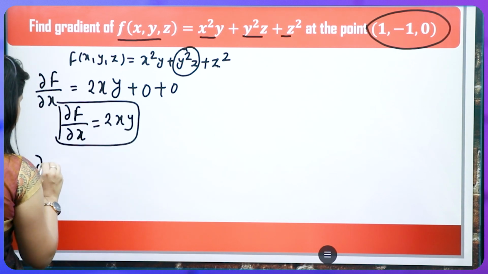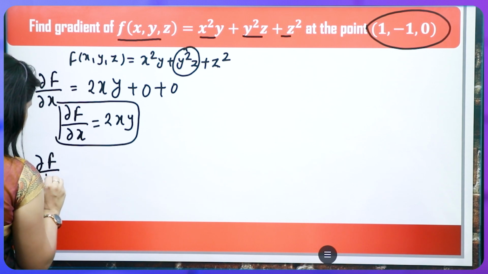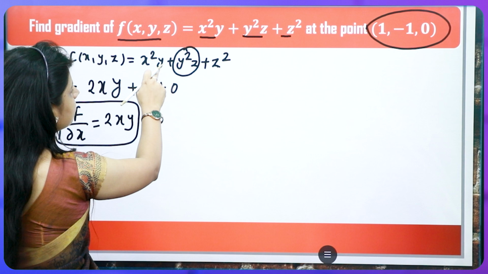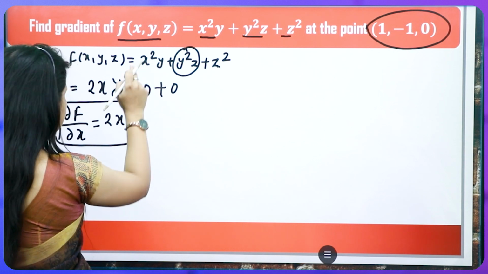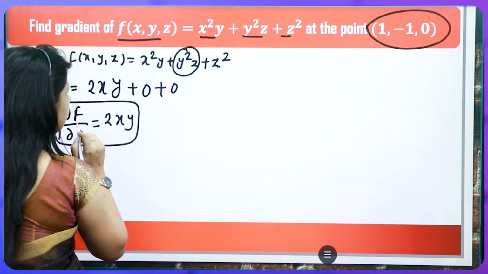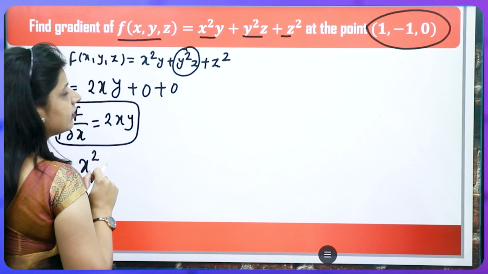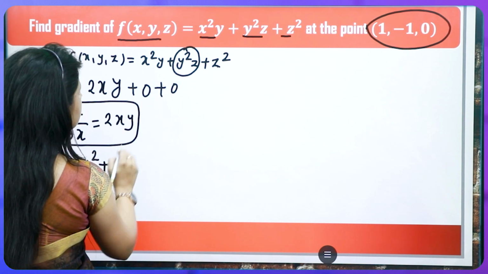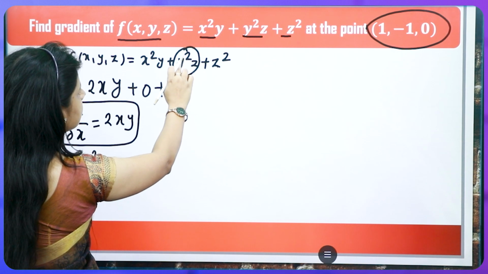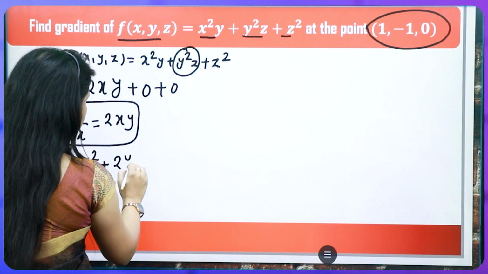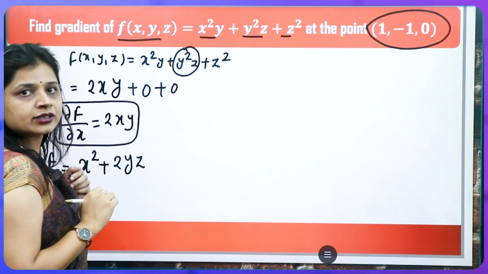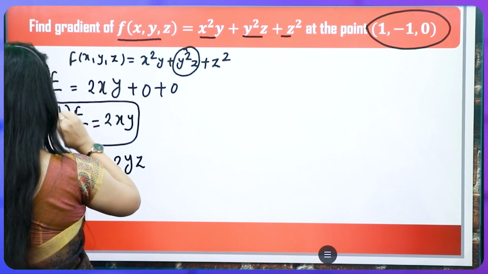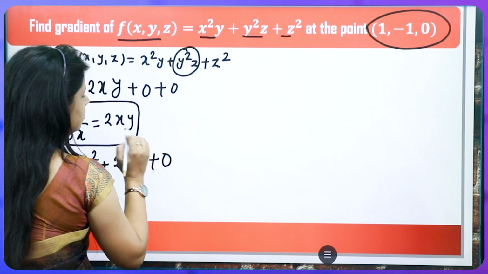Next, we will differentiate f partially with respect to y. When we differentiate with respect to y, this x square will be treated like a constant and differentiation of y will be 1. Plus, here we will get differentiation of y square is 2y, z as it is. Partial differentiation of z square with respect to y is 0.